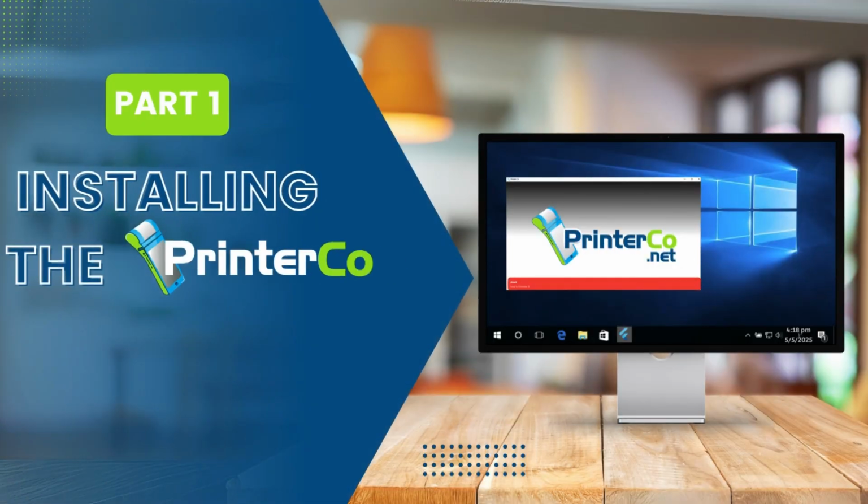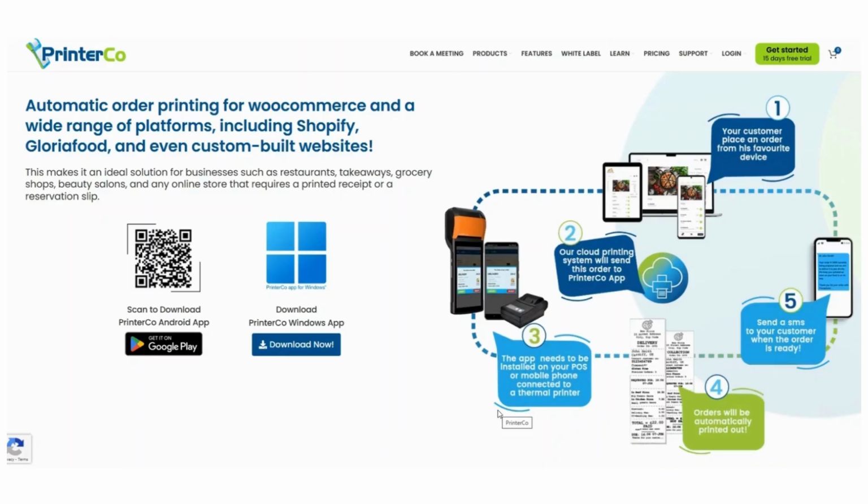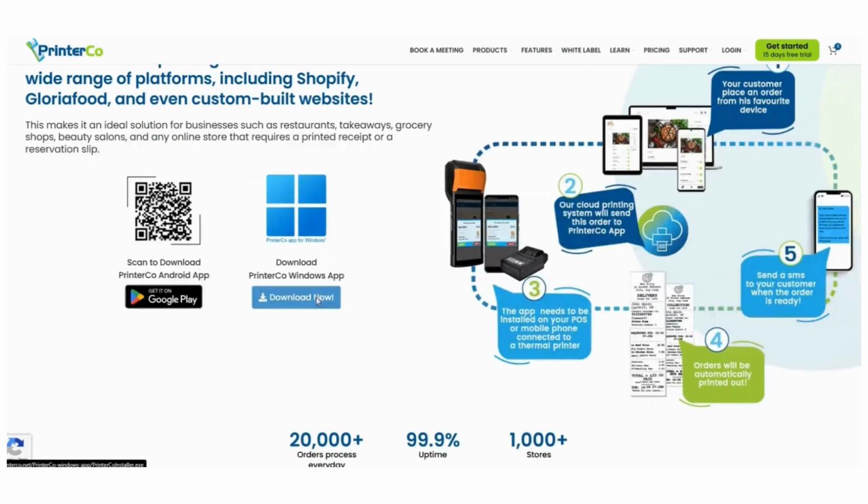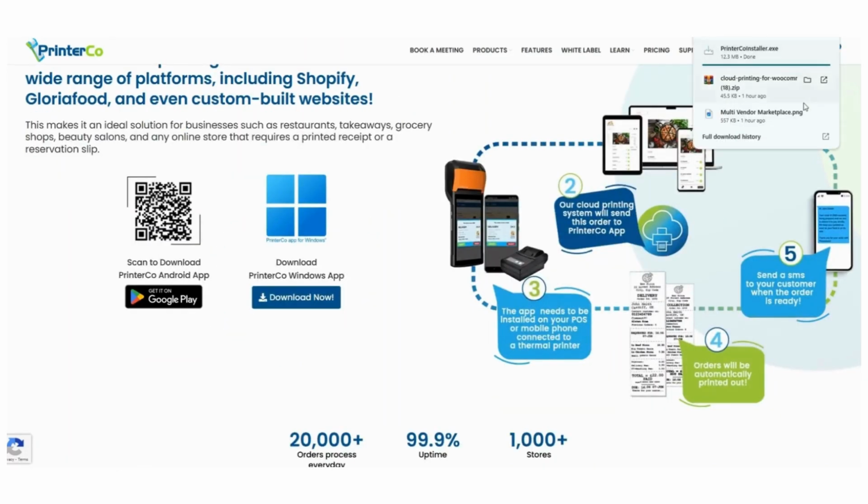Alright, let's start with the installation. First, head over to our website, printerco.net. On the homepage, you'll find a download option for the Windows app. Click on Download Now and the file will begin downloading.